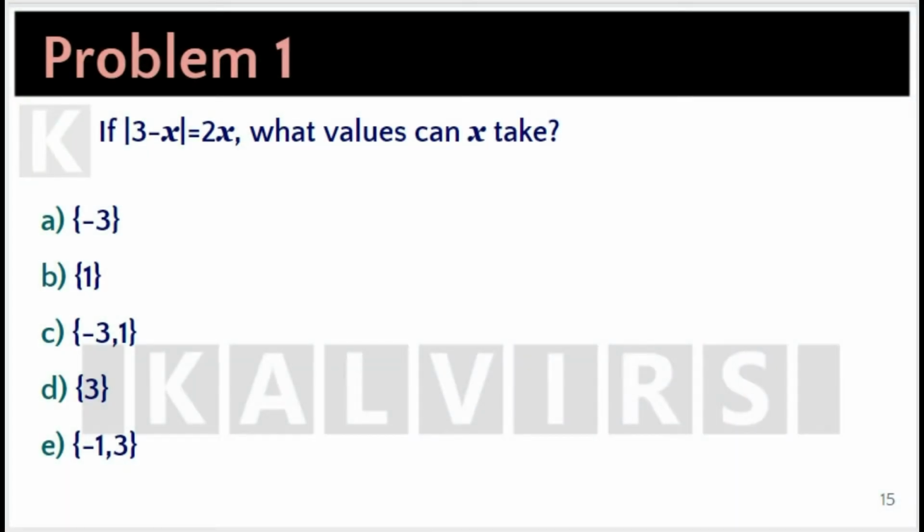The absolute value of 3 minus x is 2 times x, what values can x take? So the equation states the following. 3 minus x might be either positive 2 times x or negative 2 times x. We need to solve both equations in order to find the answer.